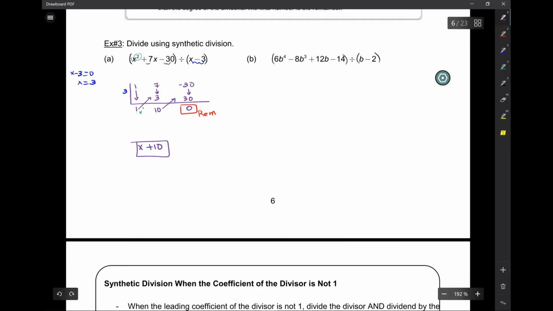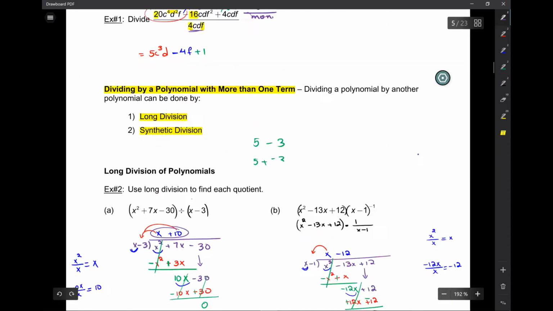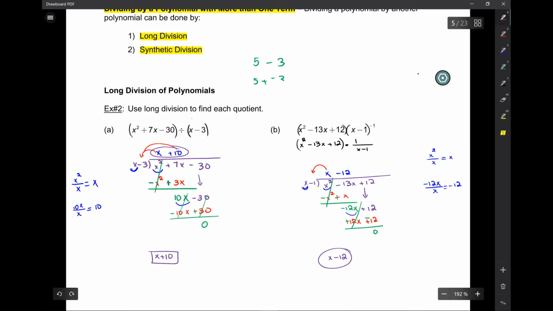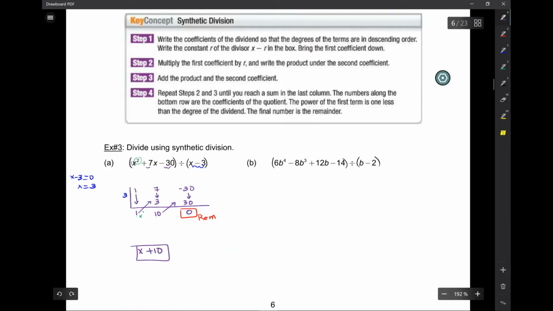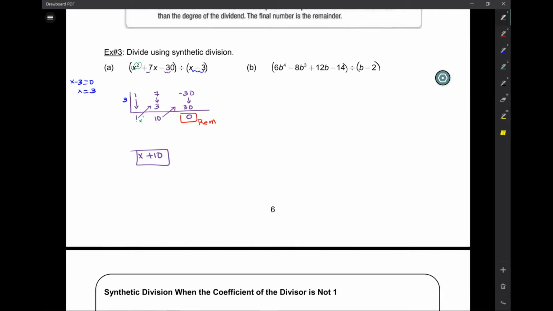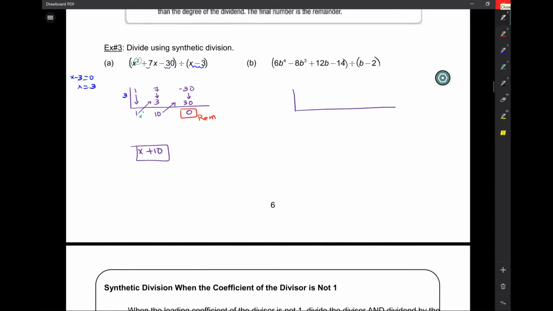Now, if you can see, this problem is exactly the same one that we had done here, and we got x plus 10. So you see it's a much more efficient way of doing it. Okay, let's do one more here. So for synthetic division, we're going to make our chart like this.